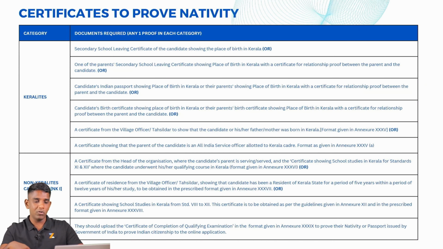The next condition is that the candidate should have finished their 12th in Kerala. So they also have to produce a certificate showing that they have completed their 11th and 12th studies in Kerala, and the format is given in the annexure. You can take a look at it. This is one type of certificate.